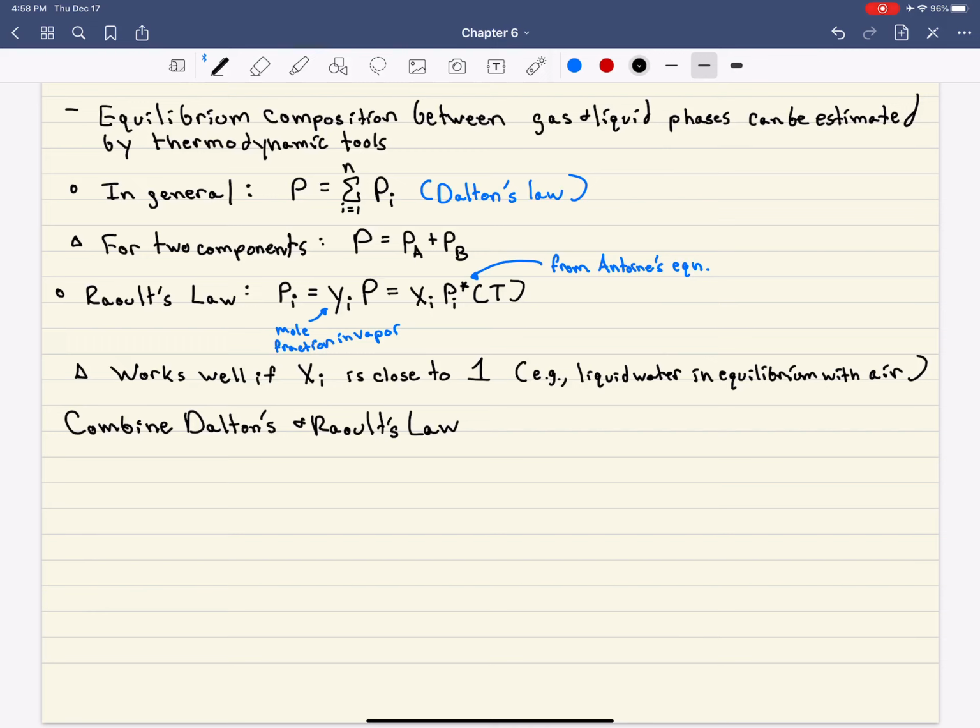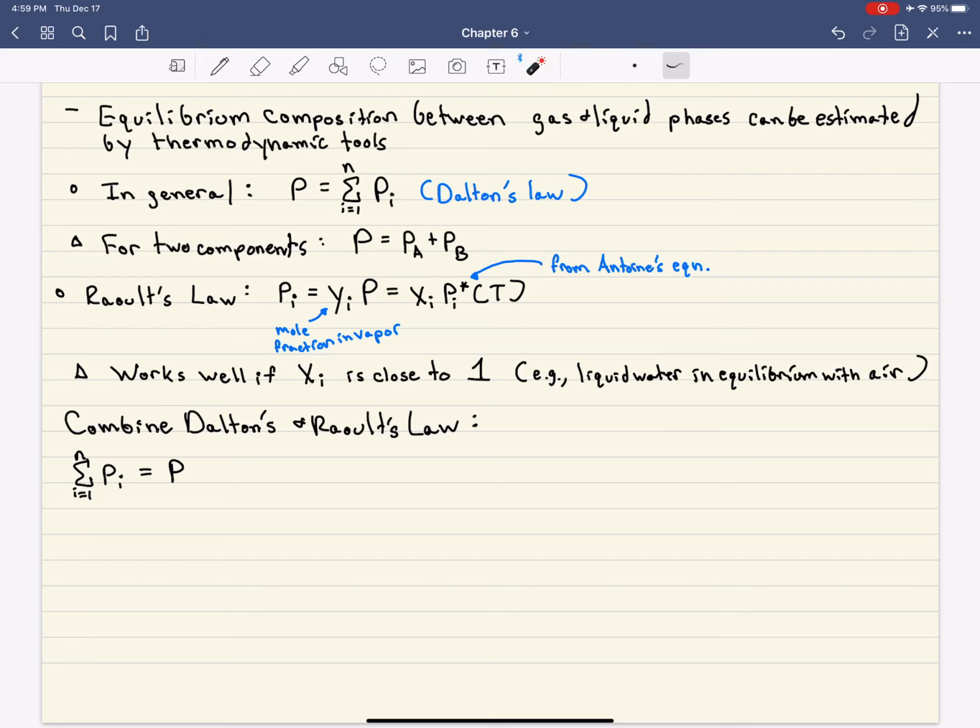by combining them, what I'm going to do is take the sum of all the partial pressures, okay, for a system with n number of chemical species, right? And so, from Raoult's law, we know that, well, actually, I'll say, if I sum up all the partial pressures of the chemical species, we know from Dalton's law that that's equal to the total pressure, right?